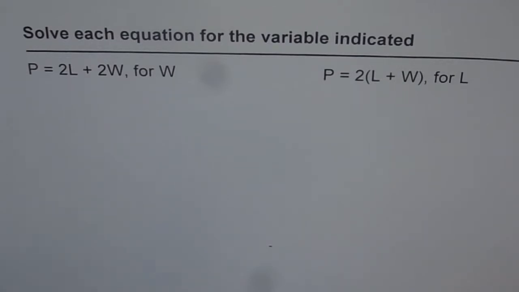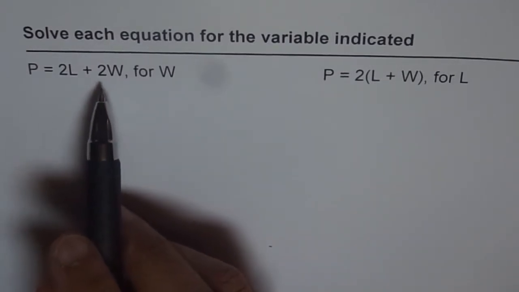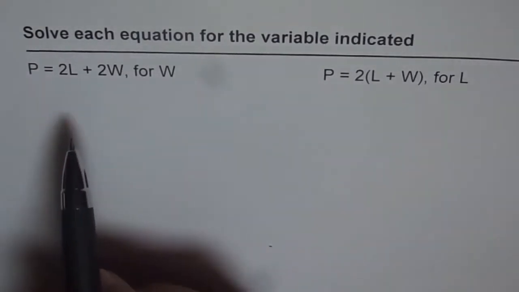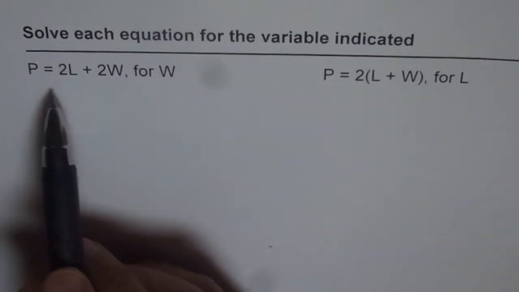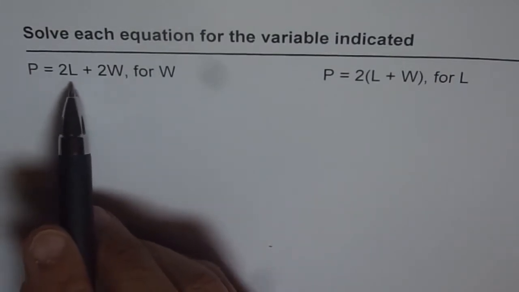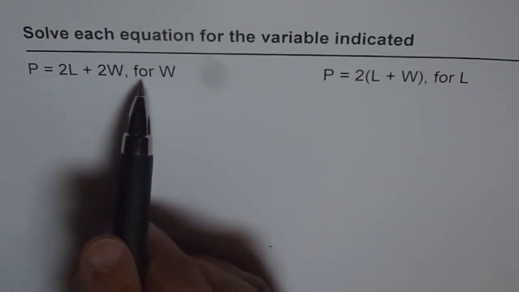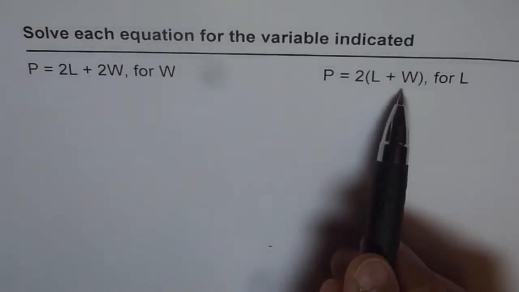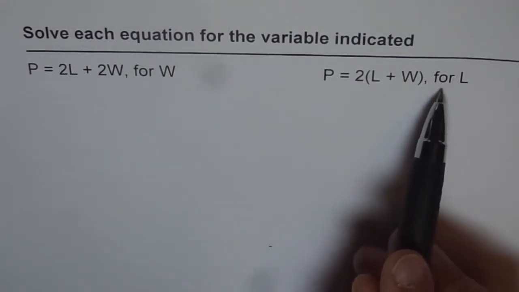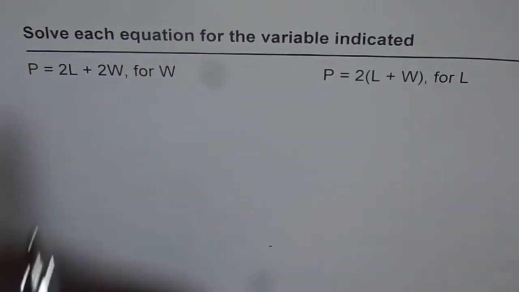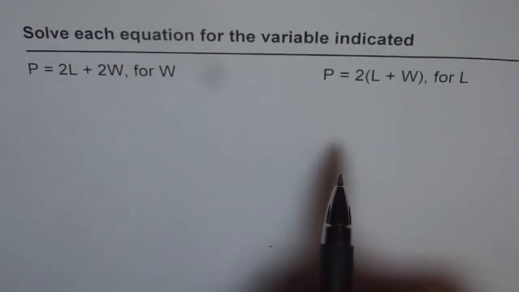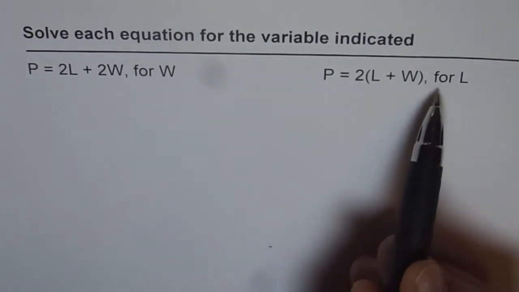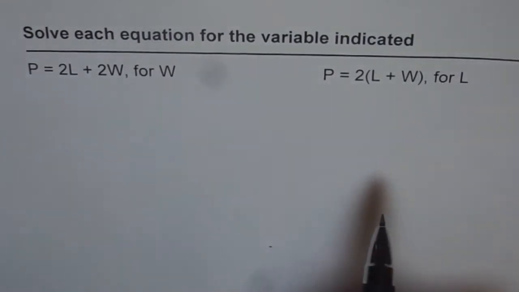Now here we have P equals 2L plus 2W and we need to isolate for W. This is a common formula which we use for the perimeter of a rectangle, right? Perimeter is twice length plus twice width and we need to find the width. P equals 2 times (L plus W). We need to isolate for L. It's exactly the same formula written in a different way, okay? But same formula, perimeter is 2 times length plus width and we need to find what length is.